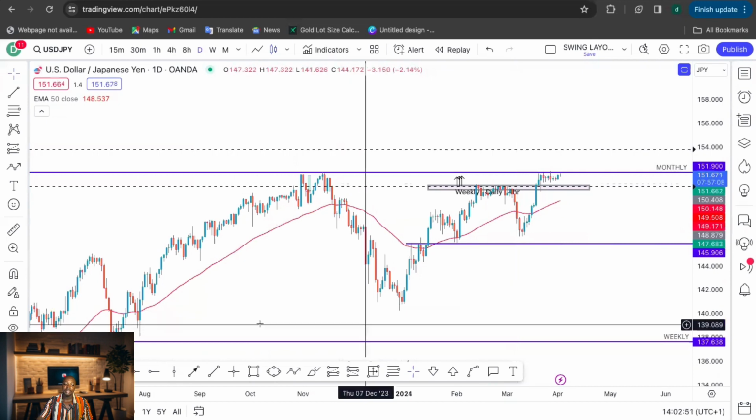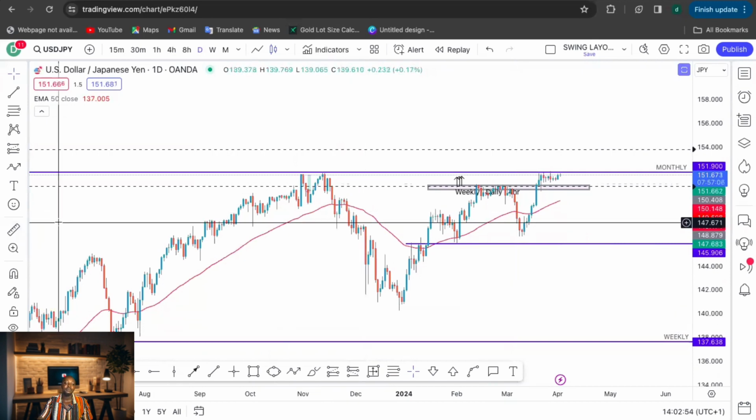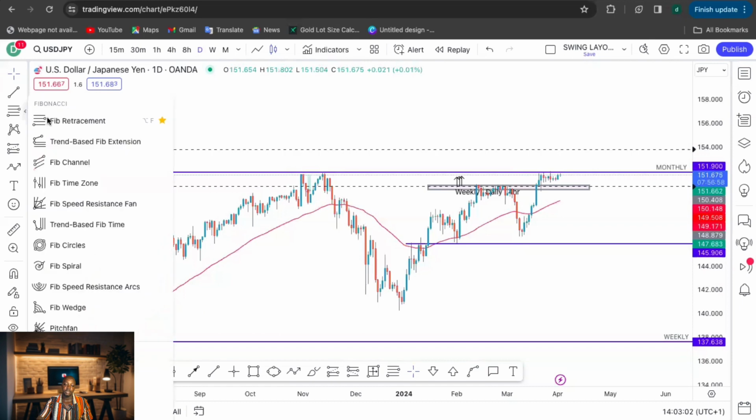The second one is the Fibonacci, and I use the Fibonacci even less. If you come to this line of tools here and click here, you find Fib retracement. I star it once again so that I wouldn't have to go to this place every time I'm looking for it, and I starred it here.